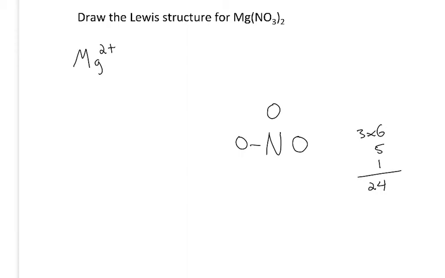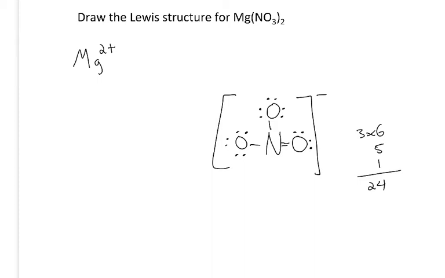So we do 2, 4, 6, 12, 18, 24, and nitrogen doesn't have an octet, so we'll take one of our lone pairs and turn that into a double bond. So there is our Lewis structure for the nitrate ion.